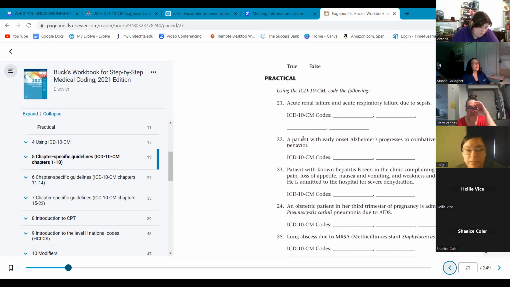Okay. So let's go to, yeah, I've shared my screen. Let's do this one. A patient with early onset Alzheimer's progresses to combative behavior. So what 2 codes do you think that we're going to need?